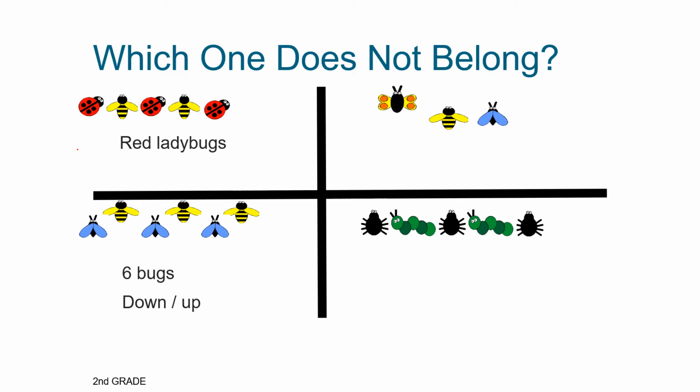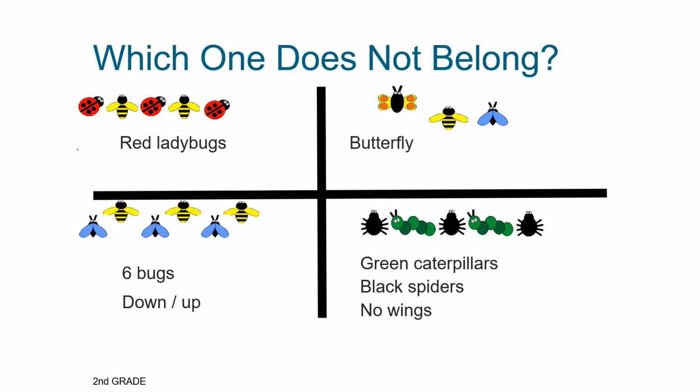Maybe you looked at the picture on the bottom right, and it didn't belong because it's the only one with green caterpillars. Or it's the only one with black spiders. And it's the only one with bugs without wings. Finally, this picture on the top right might not belong because it's the only one with a butterfly. Or maybe you noticed that each of the other pictures seem to have a pattern of bugs shown. But in this one at the top right, the bugs appear to be random or have no pattern at all.